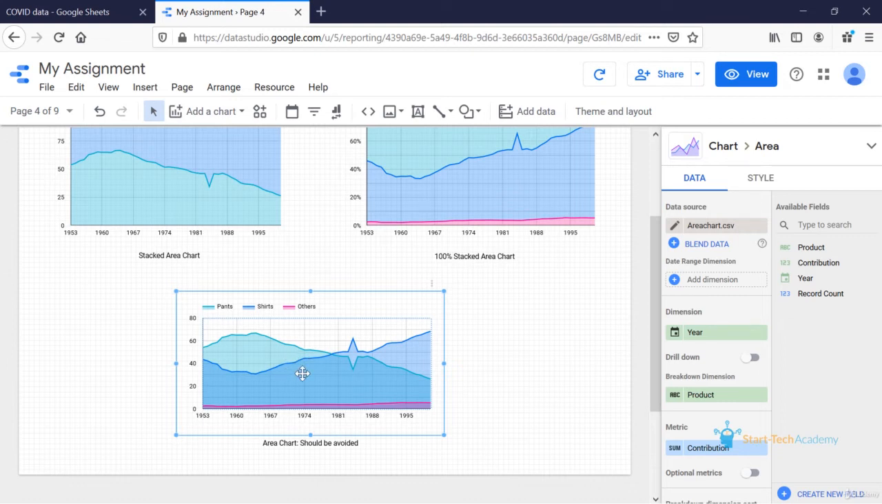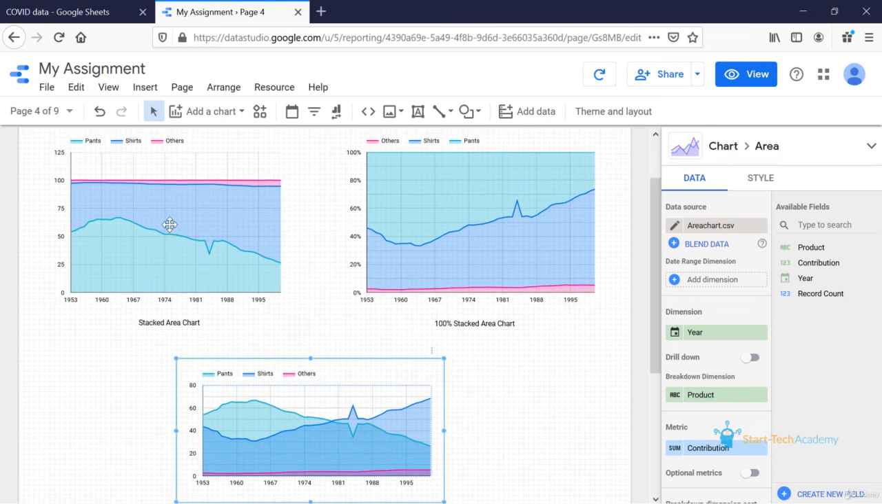Clearly, a normal area chart is not very useful. Instead, I think a line chart is more clean and shows the trend clearly. But if you look at the stacked area chart, we can see how the contribution of 3 parts is changing over time. Initially, pants contributed more, but slowly their contribution decreased and the contribution of shirts increased.